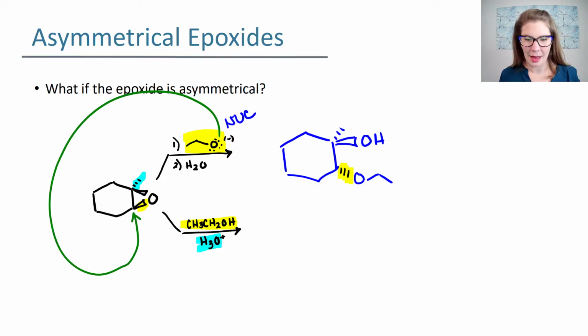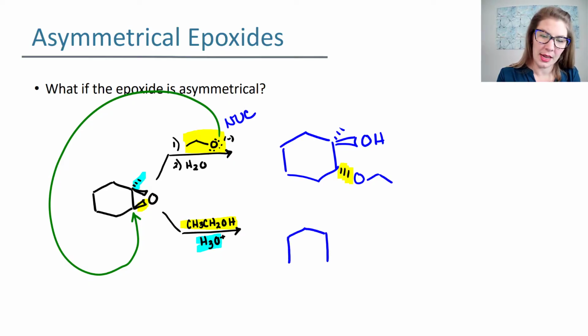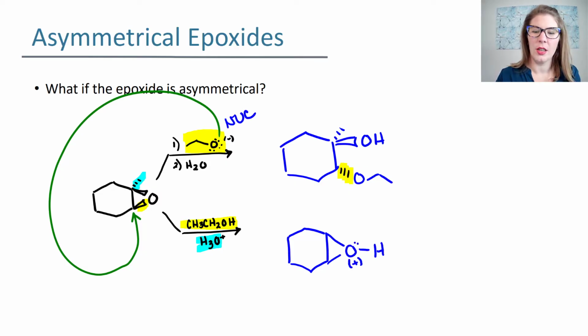So why is this happening? I'm going to draw an intermediate step and show you. So this is not the final product, but it's what happens after that initial protonation. Once you protonate the epoxide, the weaker nucleophile can come in and attack.